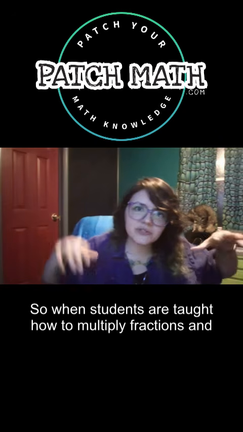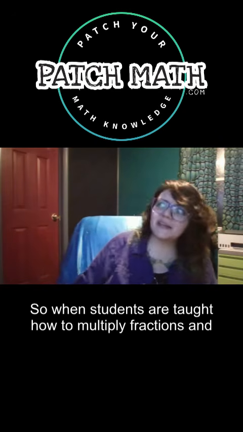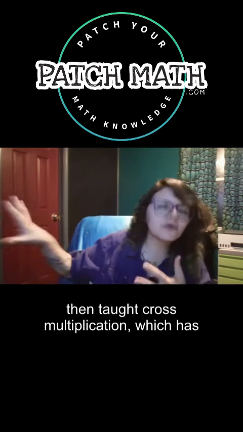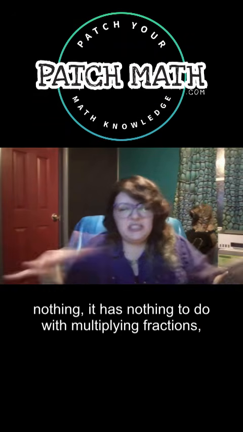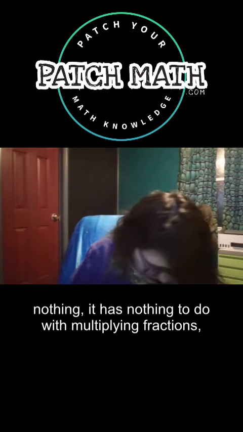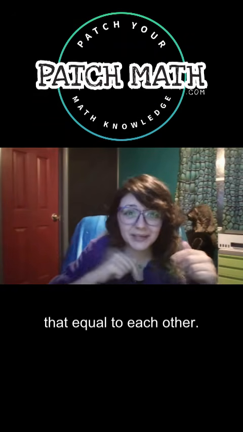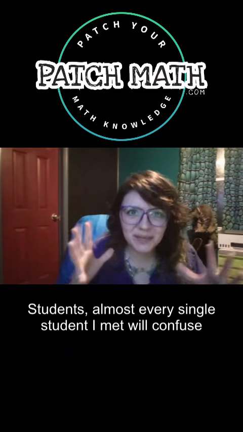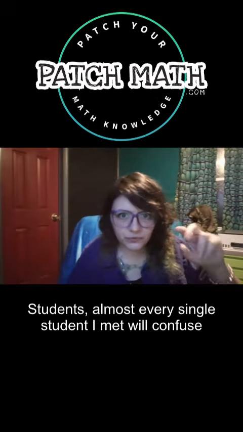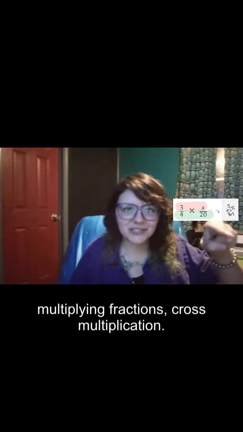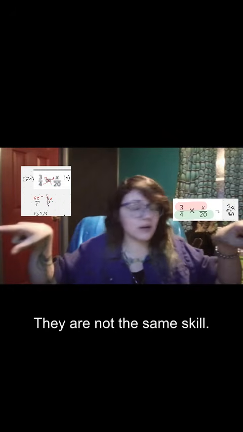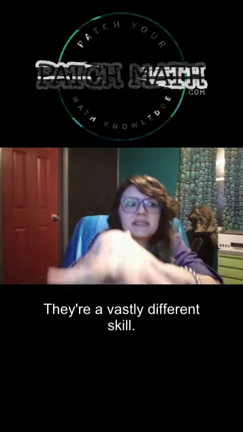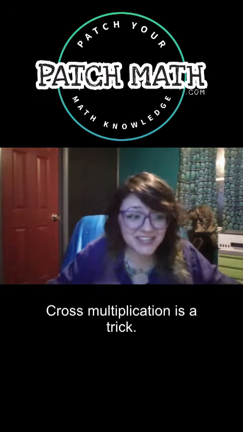So when students are taught how to multiply fractions and then taught cross multiplication, which has nothing to do with multiplying fractions, those fractions are set equal to each other. Almost every single student I met will confuse multiplying fractions and cross multiplication. They are not the same skill. They're a vastly different skill. Cross multiplication is a trick.